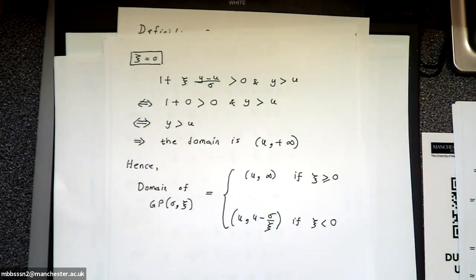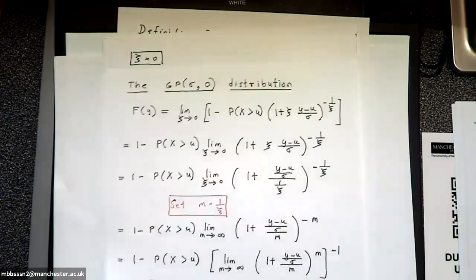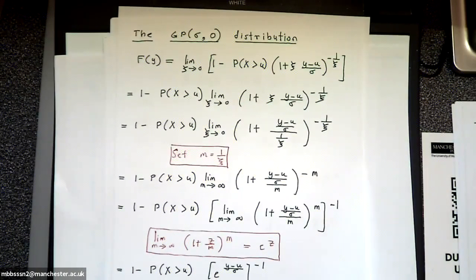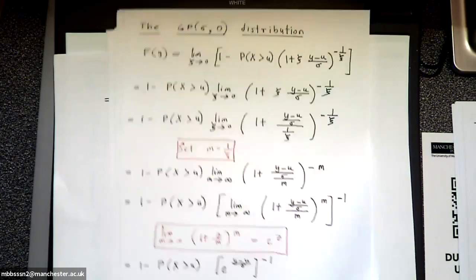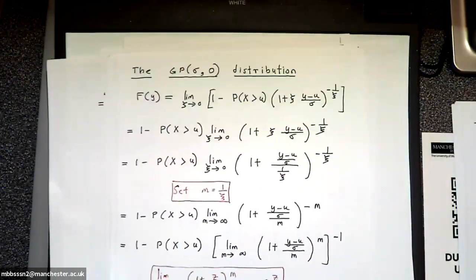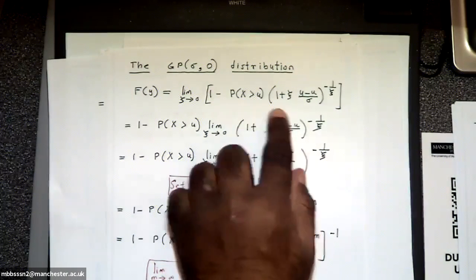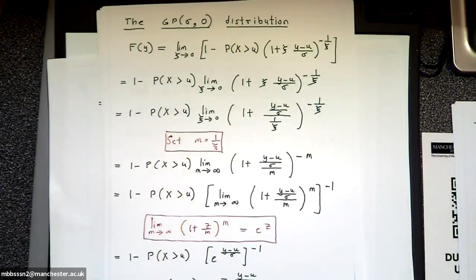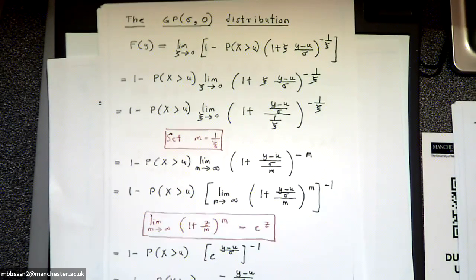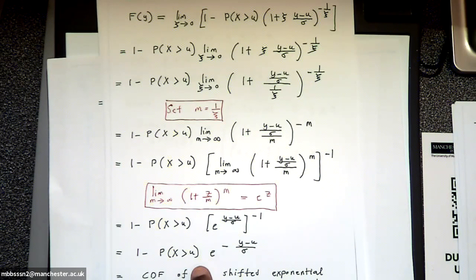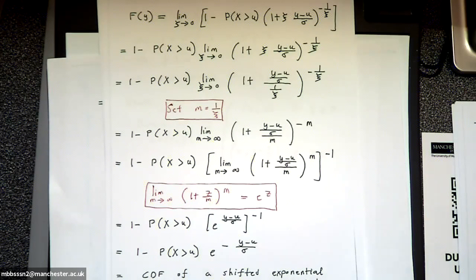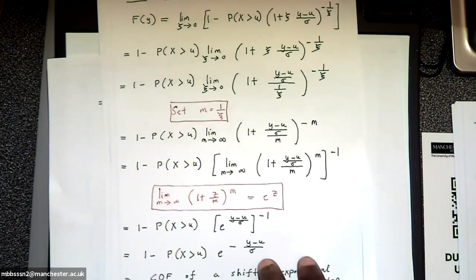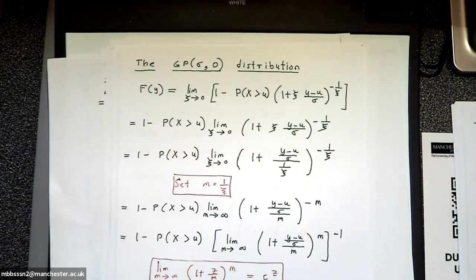And the next thing, when psi is equal to 0, the CDF, which is this, simplifies to something very simple, which is this. And you may recall this is a shifted exponential distribution, right? It's a shifted exponential distribution.